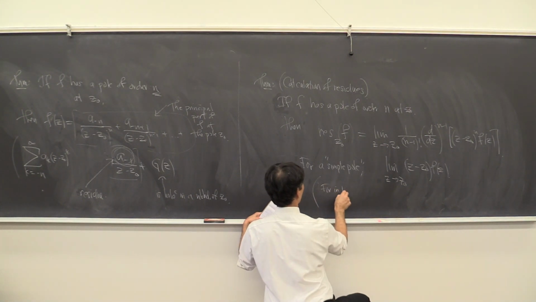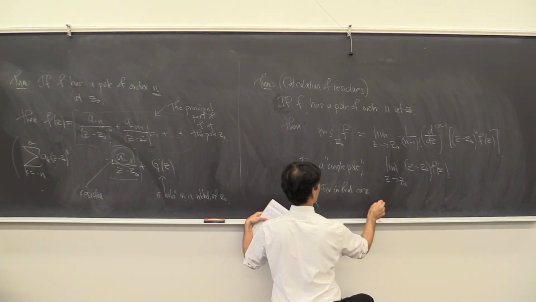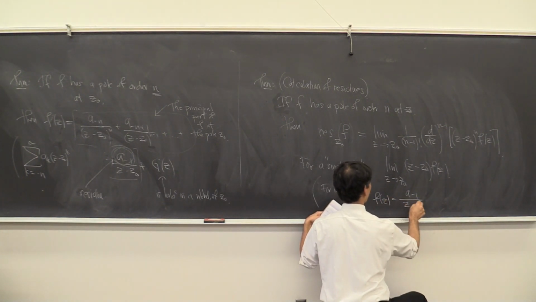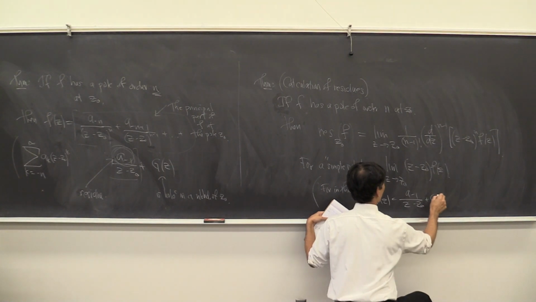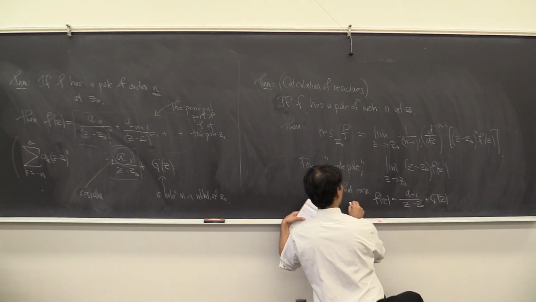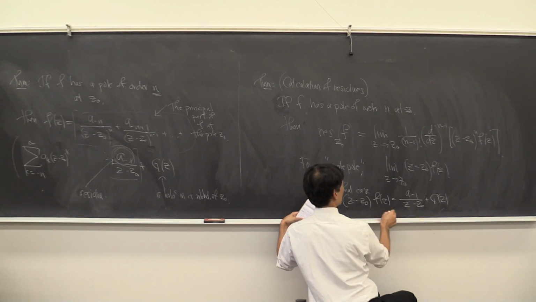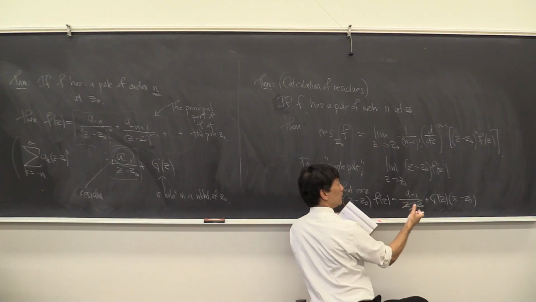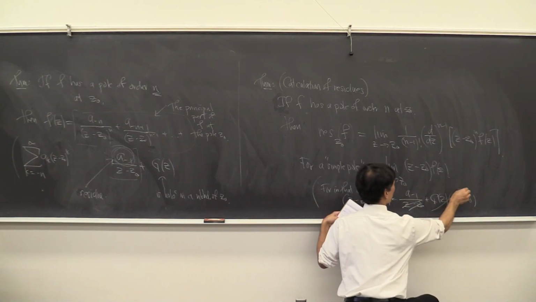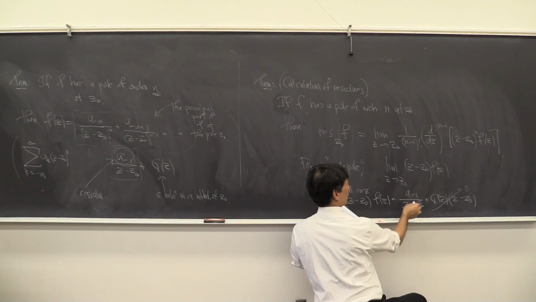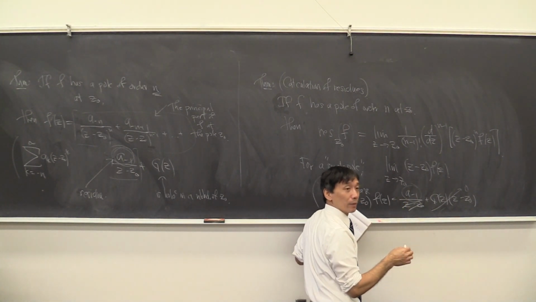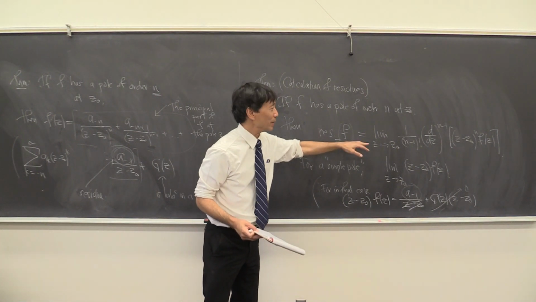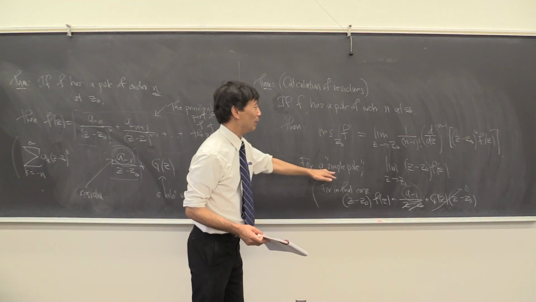For in that case, f is just going to be this thing over z minus z naught plus your holomorphic function, right? So when you multiply by z minus z naught and then take the limit as z goes to z naught, this is going to go to 0, and you're going to be left with a residue. And this is just kind of the obvious thing.